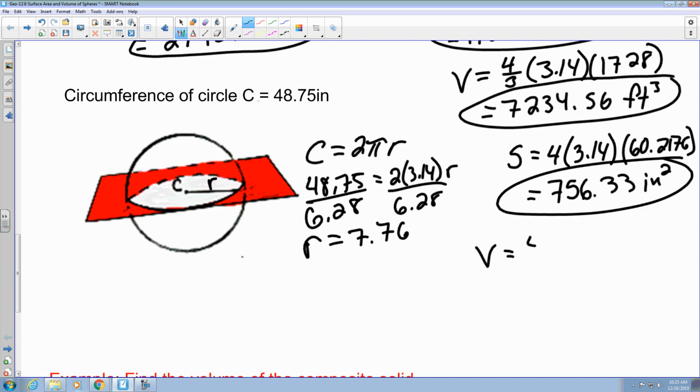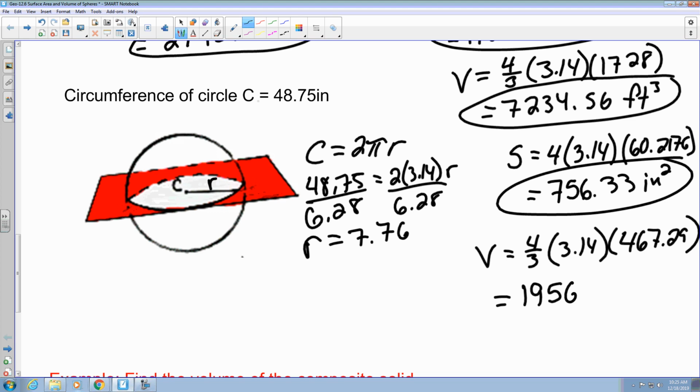Looking at volume, we got 4/3 times 3.14 times 7.76 to the third power. And now that gives me 467, we'll say 29. So 467.29 times 3.14 times 4/3. We get a result of 1,956.39 cubic inches. All right.